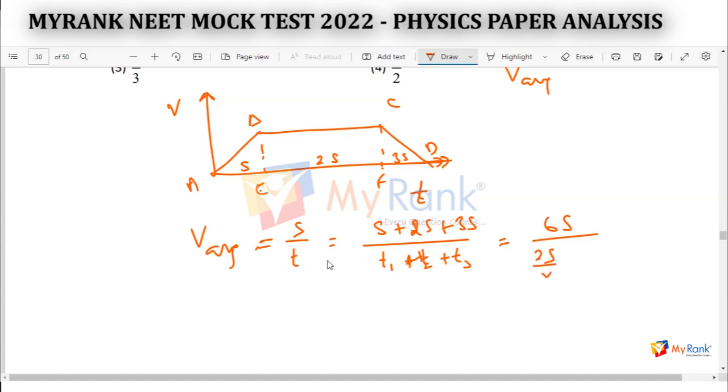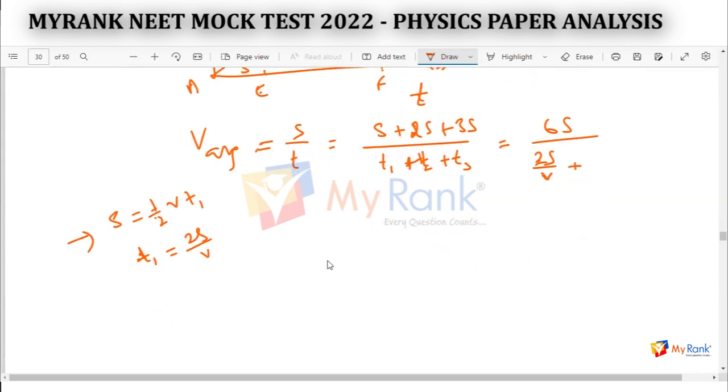Time is nothing but distance by speed. So s is equal to half v t, since distance is area. S is the distance for the time t1, students. V is the maximum, so for t1 you are going to get 2s by v. Next, for t2 time, 2s is the area, but here there is no half. It is just the area as multiplication of length and breadth. So 2s is simply v into t2.